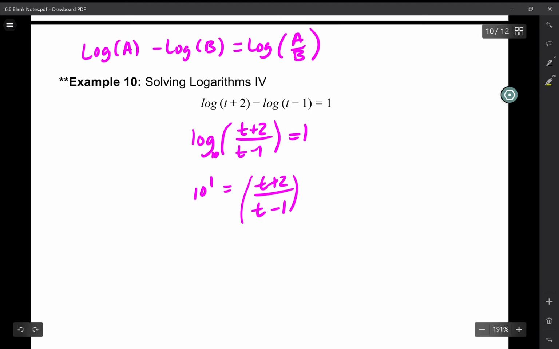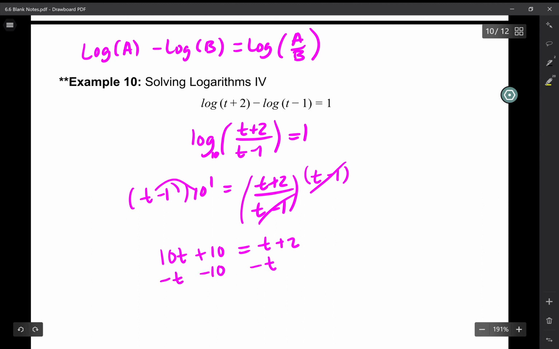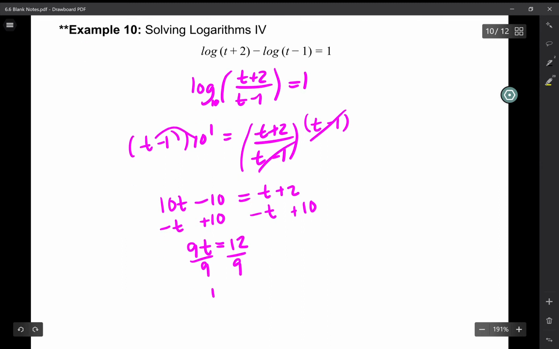All right, this is a rational equation. We know how to solve these. We're going to multiply both sides by t minus 1. This is 10t minus 10 equals t plus 2. Sorry, that was minus 1, so 10t minus 10. Get the t's to one side. Add 10 to each side. That gives me 9t equals 12. Divide by 9. t equals 4/3. That's my exact solution. Let's check it.